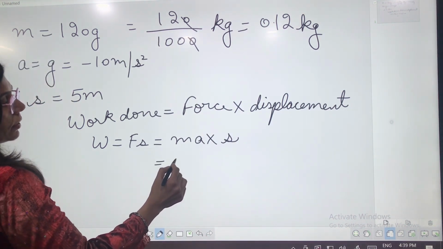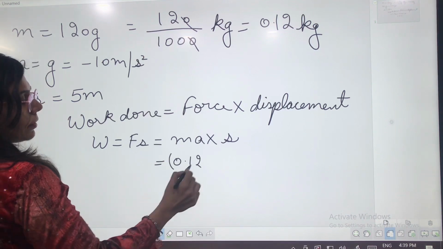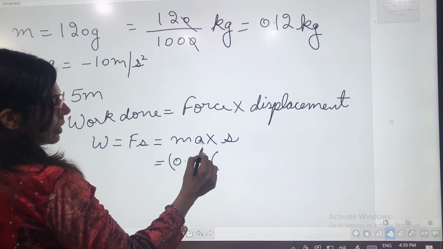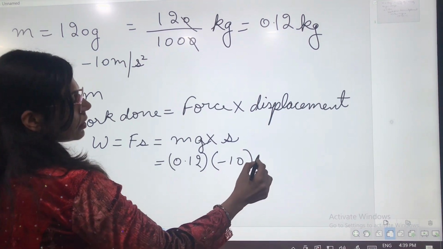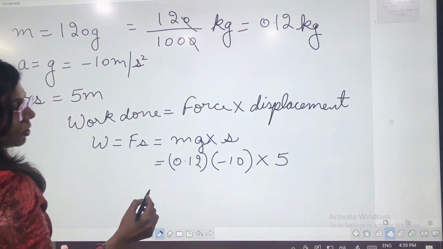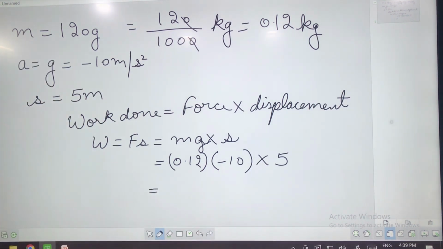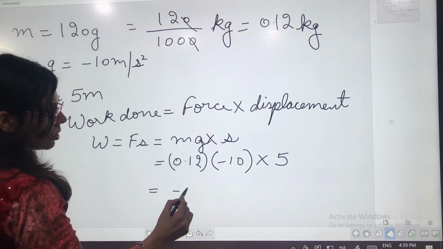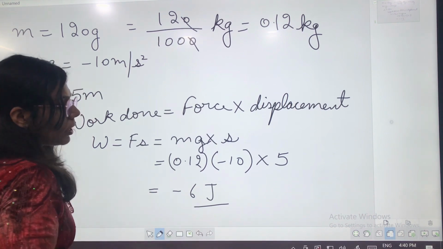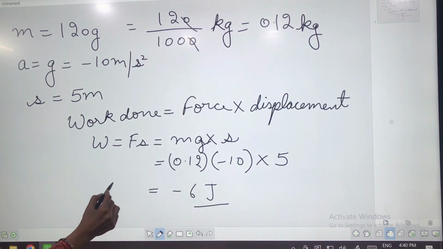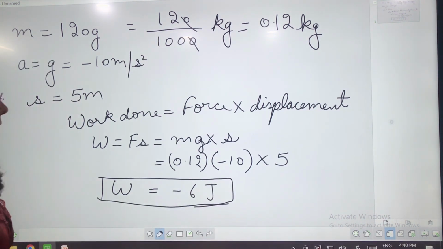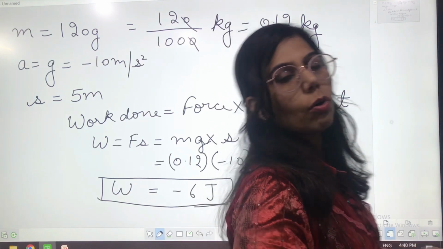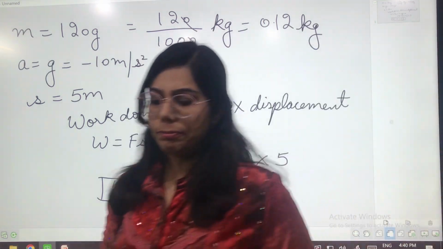What is mass over here? That is 0.12, and acceleration we will take here as acceleration due to gravity, and that will be minus 10, and displacement is given to us, that is 5. So after multiplying, what we will obtain? We will obtain minus 6 joule as our answer. So our answer is minus 6 joules, and obviously the work done is negative over here. So thank you.